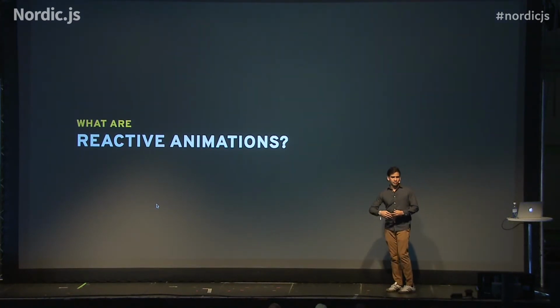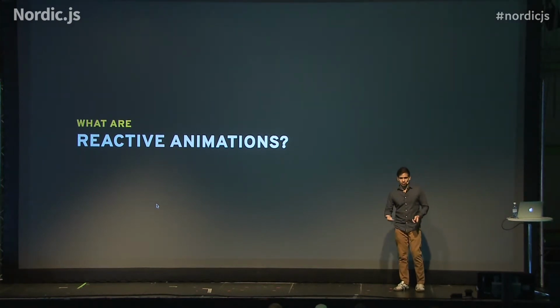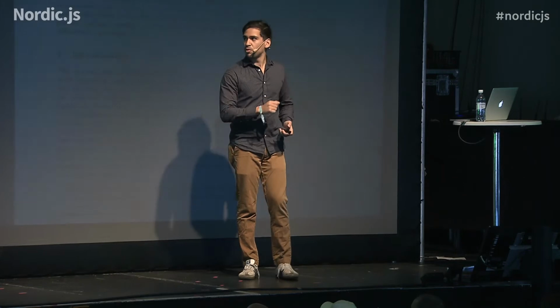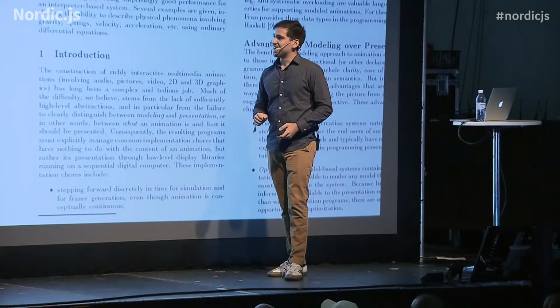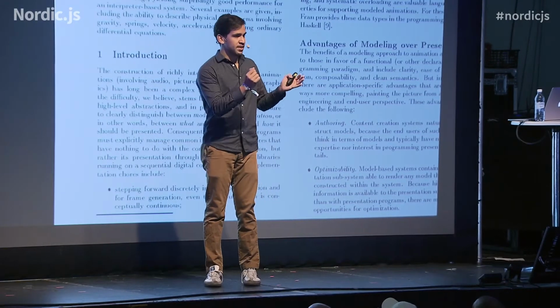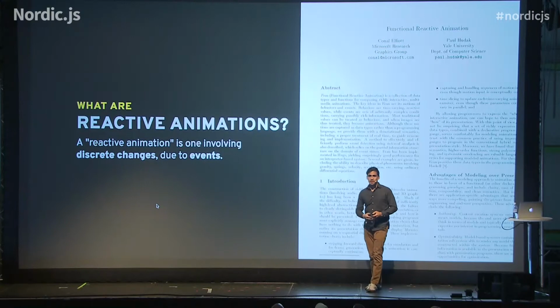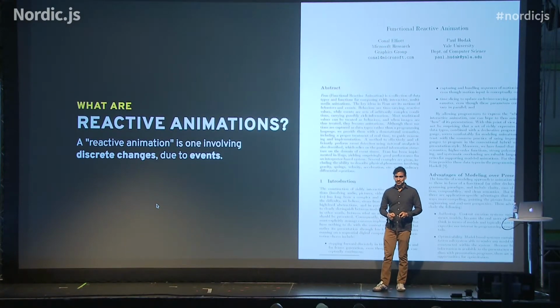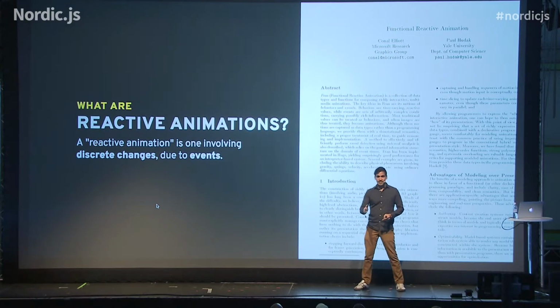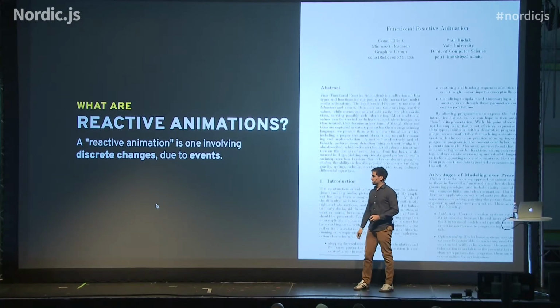Okay, so what are reactive animations? You might be thinking, does it have anything to do with React? Isn't it just like a normal animation? Here's how it was defined in 1997. A reactive animation is one that involves discrete changes due to events. And these events could be continuous events. By discrete, we mean things that can exactly be measured, and continuous, just the more you try to measure it, the more infinite you realize the data you're trying to measure becomes.